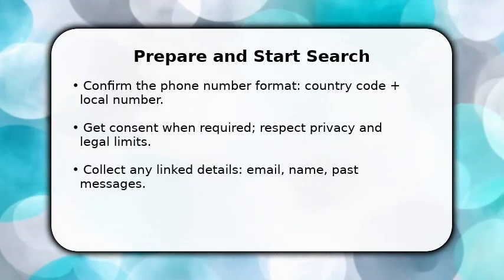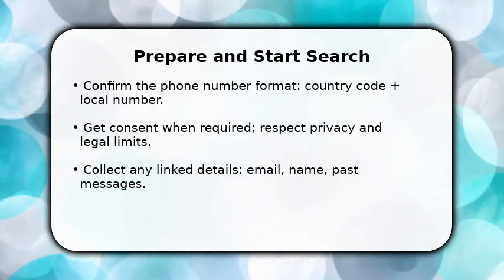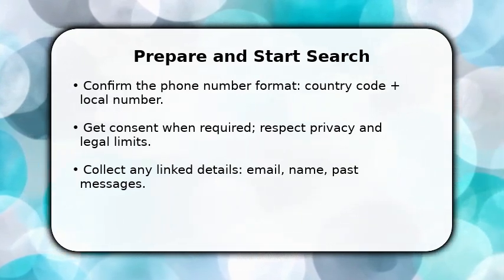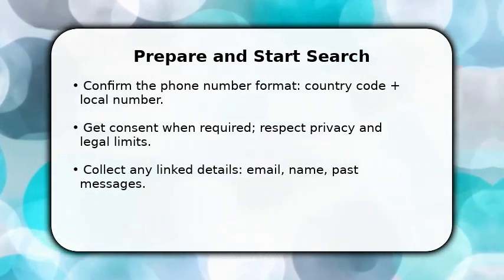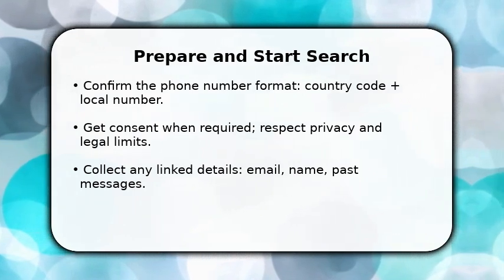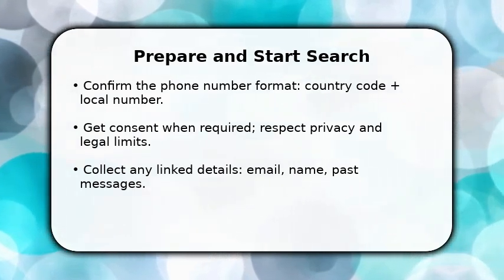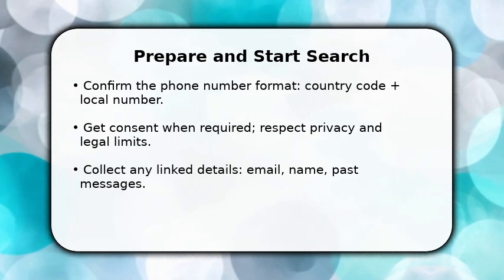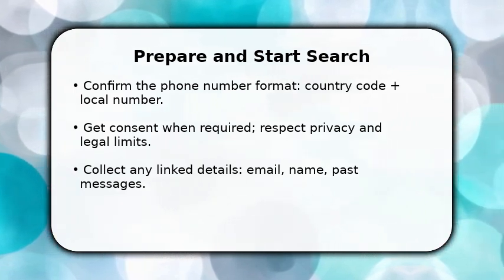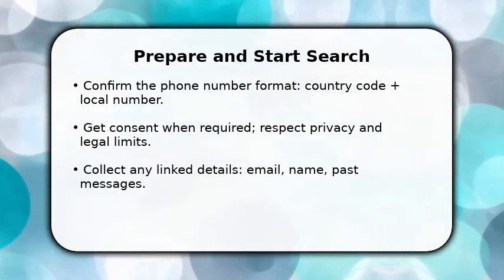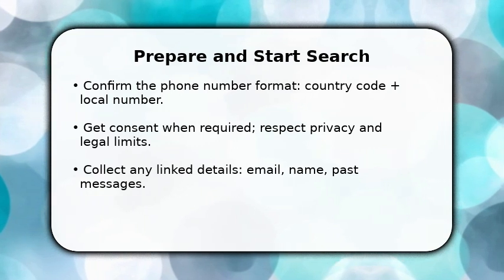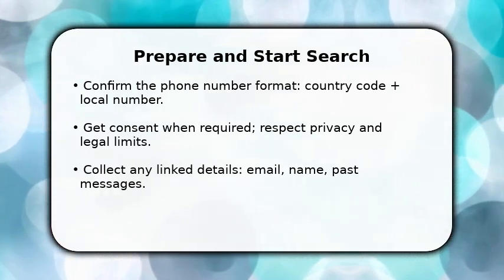You begin by confirming the exact phone number with country code. This avoids false matches. Once done, secure consent if the search concerns someone else, because legal and ethical limits matter. Next, compile any additional identifiers you already have: name, email, or past message threads, since these narrow results. Start with the simplest route.